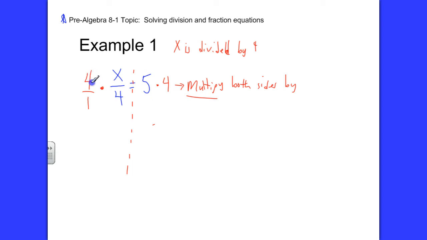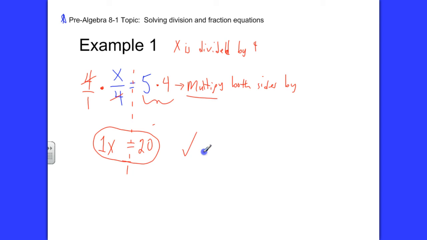If I multiply 4 times x over 4, those divide out because I have the same number in the numerator and denominator, just like 4 over 4. So that's really just 1x. If I have x divided by 4 and I multiply by 4, you have the value of 1. Then if I do the same thing to this side, 5 times 4 is 20. And there we have it: x is equal to 20. That's my answer.